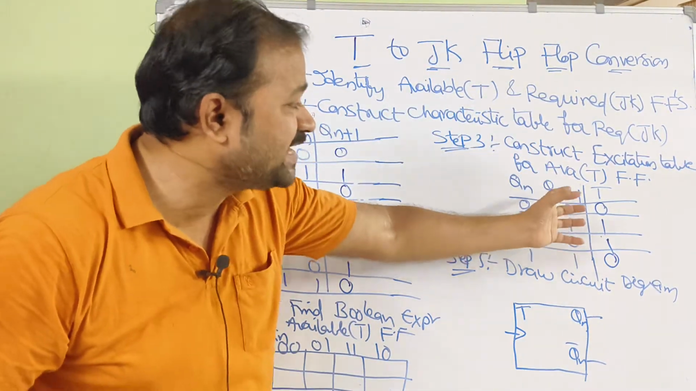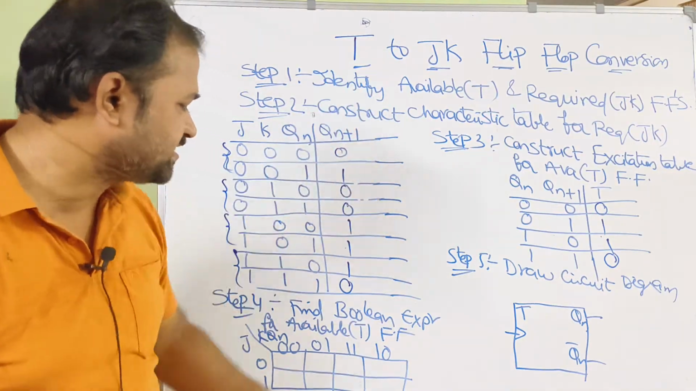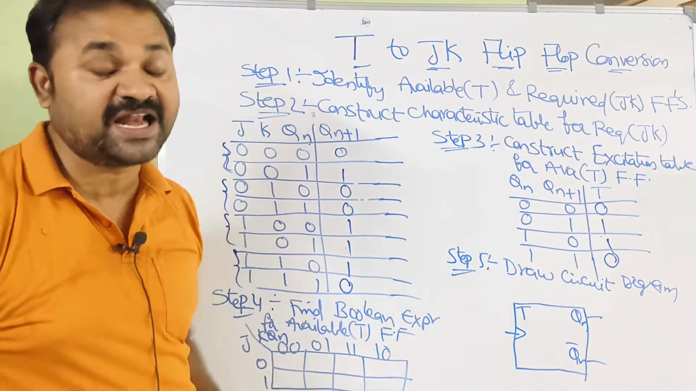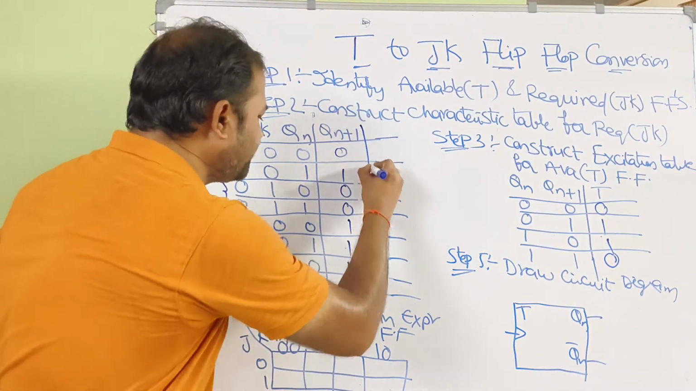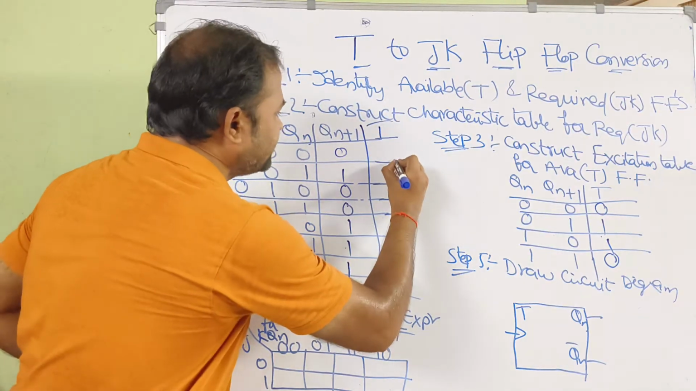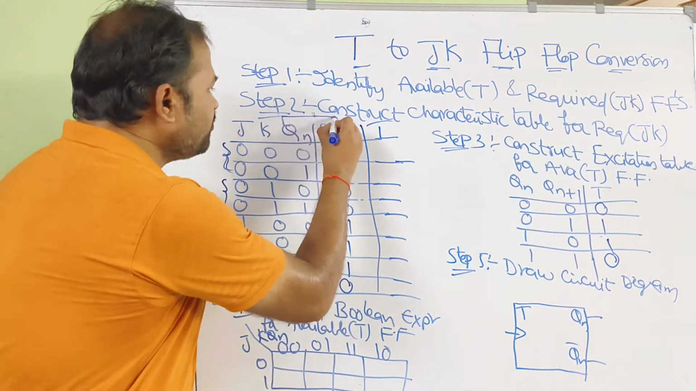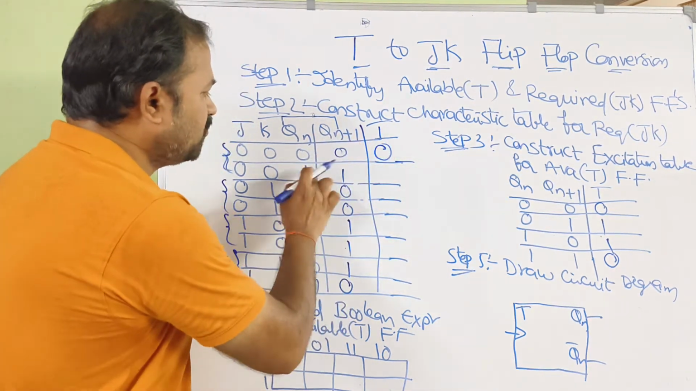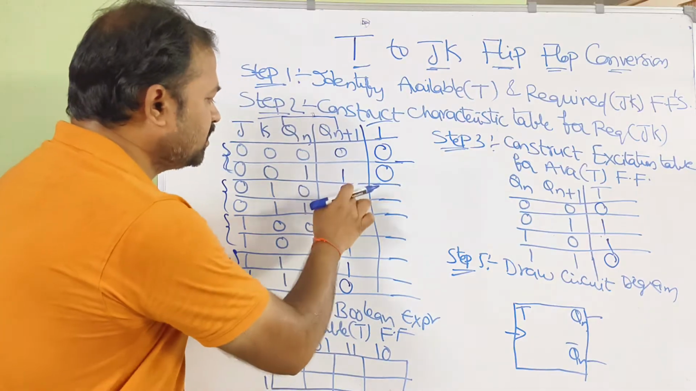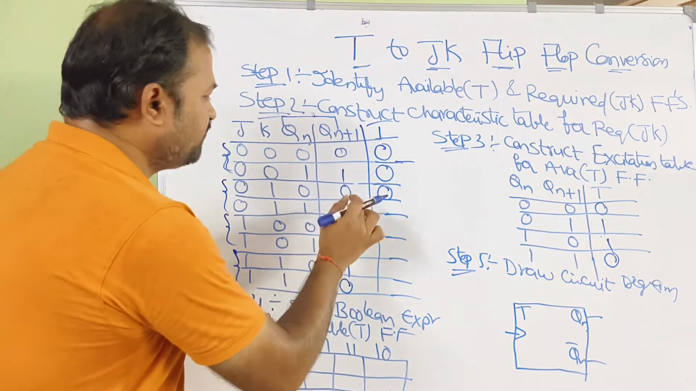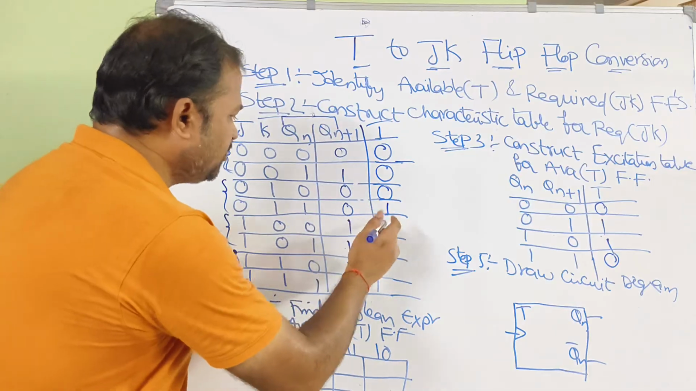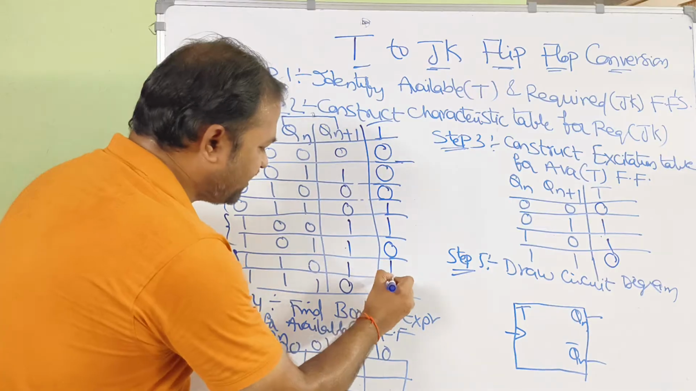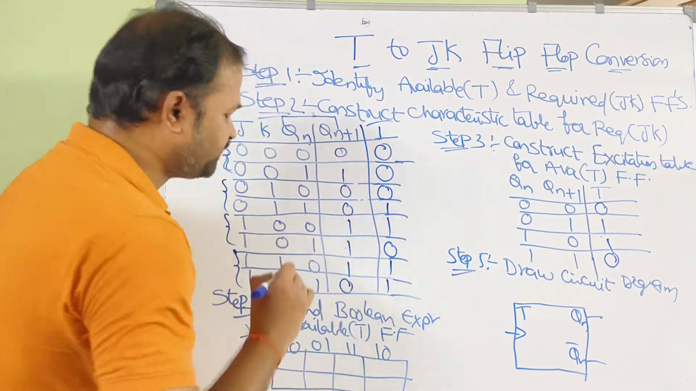Now according to the excitation table, we have to fill this table. Why? Because in the next step we have to obtain the Boolean expression for the available flip-flop. So here the available flip-flop is T, and for that we have to fill this table. Qn plus 1. If the inputs are same, then what is the output? 0 1 1, same, 0. 0 0, same, 0. 1 0, different, 1. 0 1, different, 1. 1 1, same, 0. 0 0, same, 0. 0 1, different, 1. 1 0, different, 1.